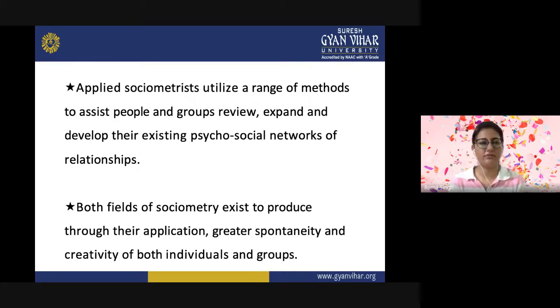See, we have two types of sociometry, that is research sociometry and applied sociometry. We have seen that research sociometry tries to find out the reasons behind any kind of socio-emotional network. And the applied sociometrists try to bring change in that kind of research which they have found out. So both fields of sociometry exist to produce results through their application, greater spontaneity and creativity of both individuals and groups. So basically, this method of evaluation is being used for bringing out quality.